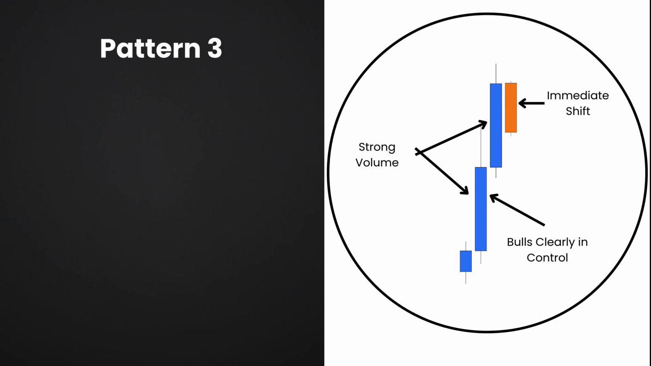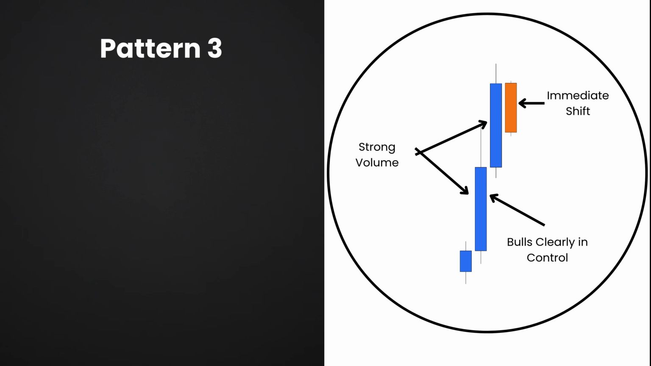Pattern 3 is one of the strongest early warning signs you will ever see. First, you get a strong bullish push, big bodies, strong volume, buyers clearly in control. At this point, most traders think continuation is coming. But look what happens next.